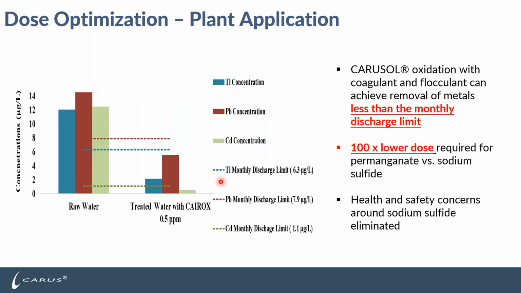So in terms of plant application, optimizing the permanganate dose showed removal of each metal contaminant well below the required discharge limits, and it was also achieved at about 100 times lower dose than what was required for sodium sulfide. So, excellent result, and of course, any of those health and safety concerns around the use of sulfides were reduced or eliminated.